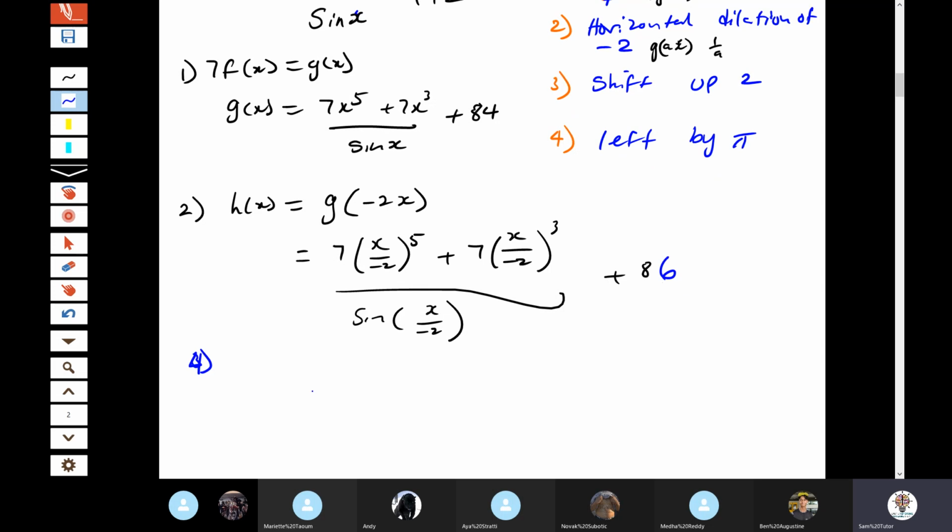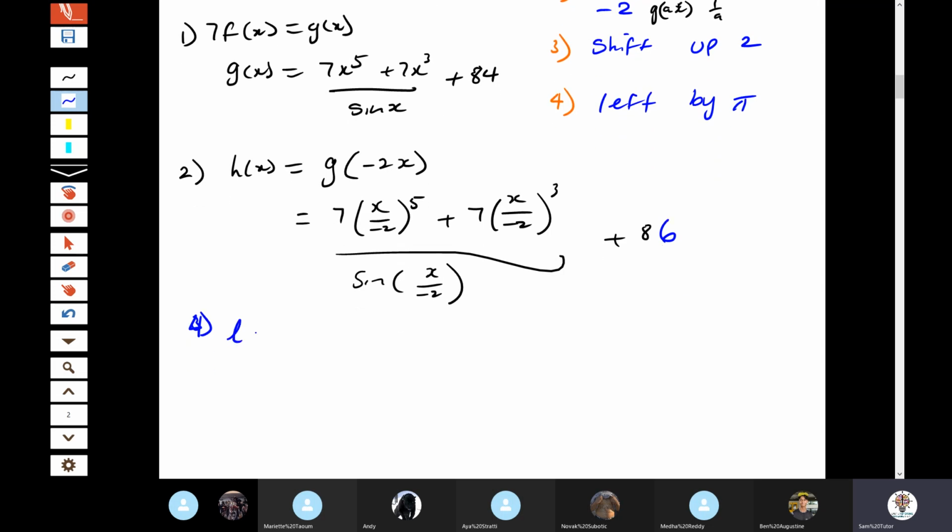So this is the whole transformation now. We'll call it L of x, equals left by pi. That means instead of it being x, the x goes to the left by pi, so plus pi. So 7 x plus pi. Oh, hold on. Hold on. x on negative 2. The x is being replaced by x plus pi. It is x on negative 2, it is negative half of x. Yeah, that was wrong.